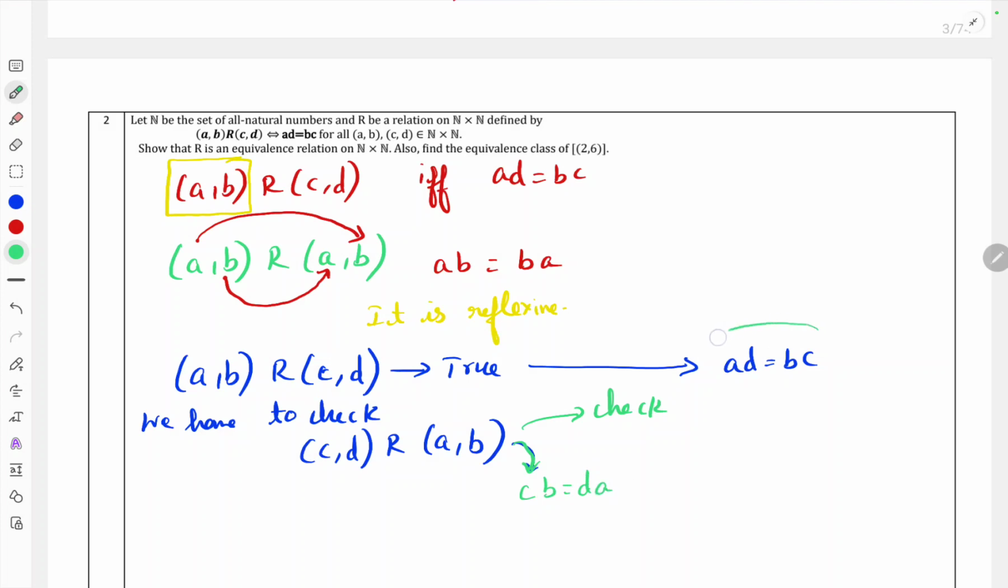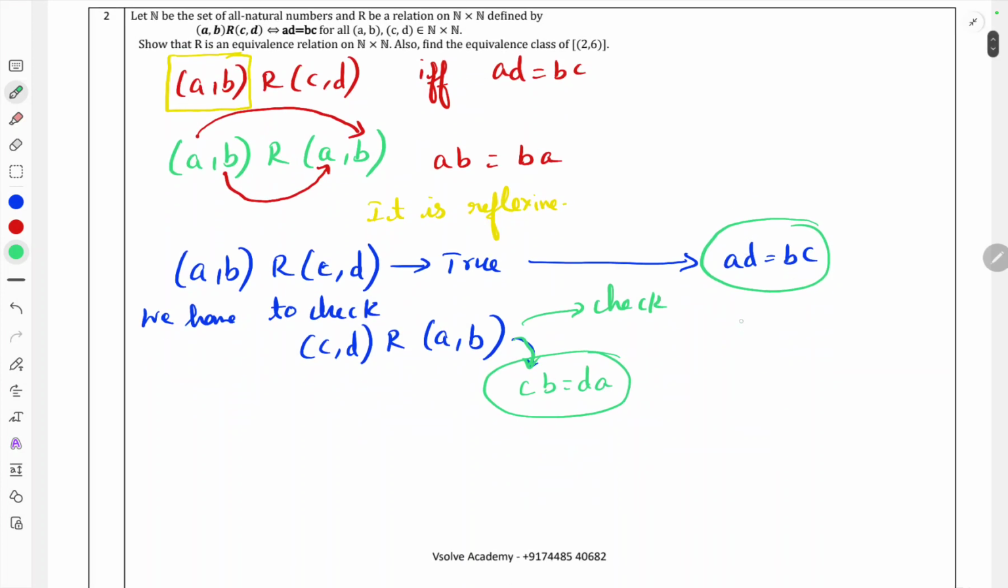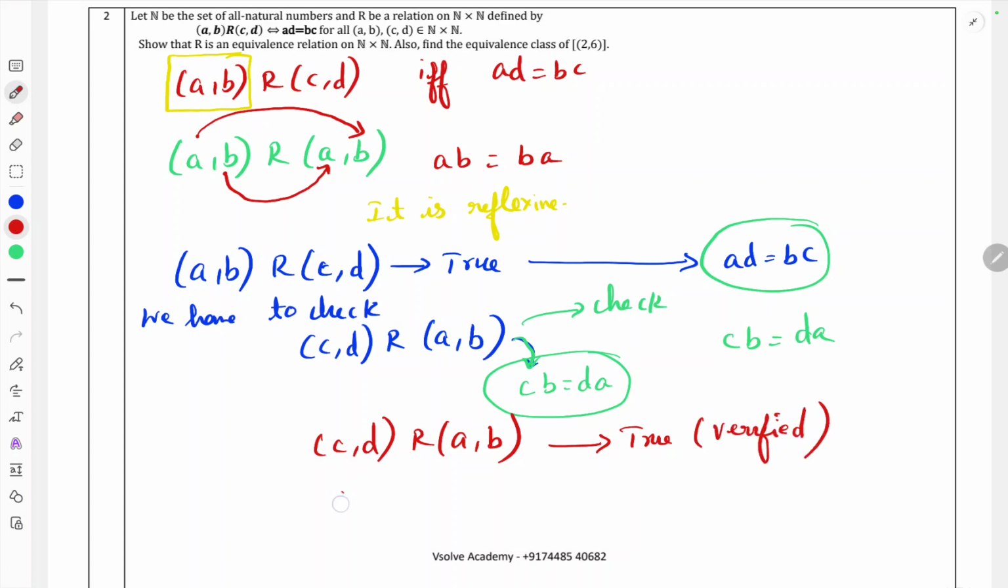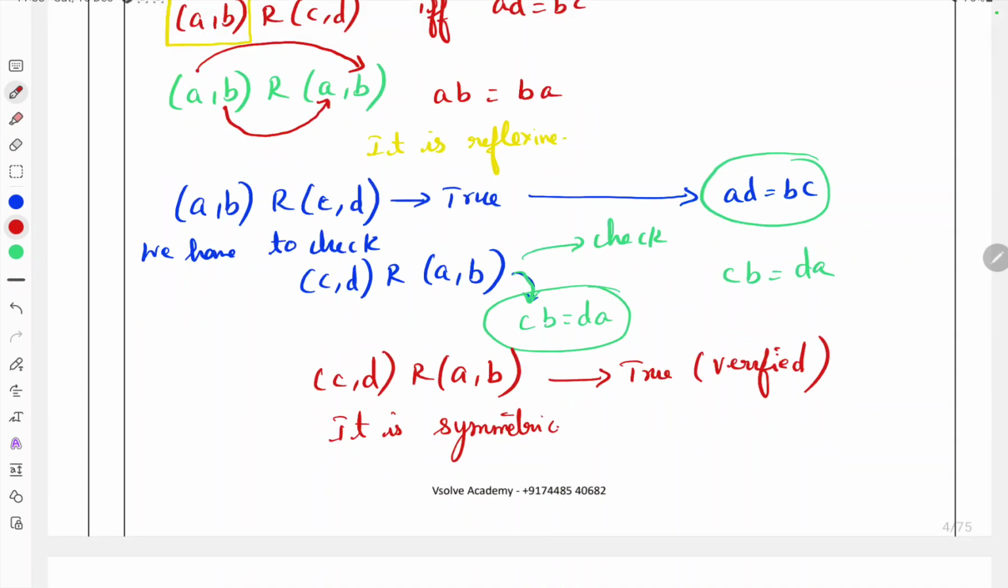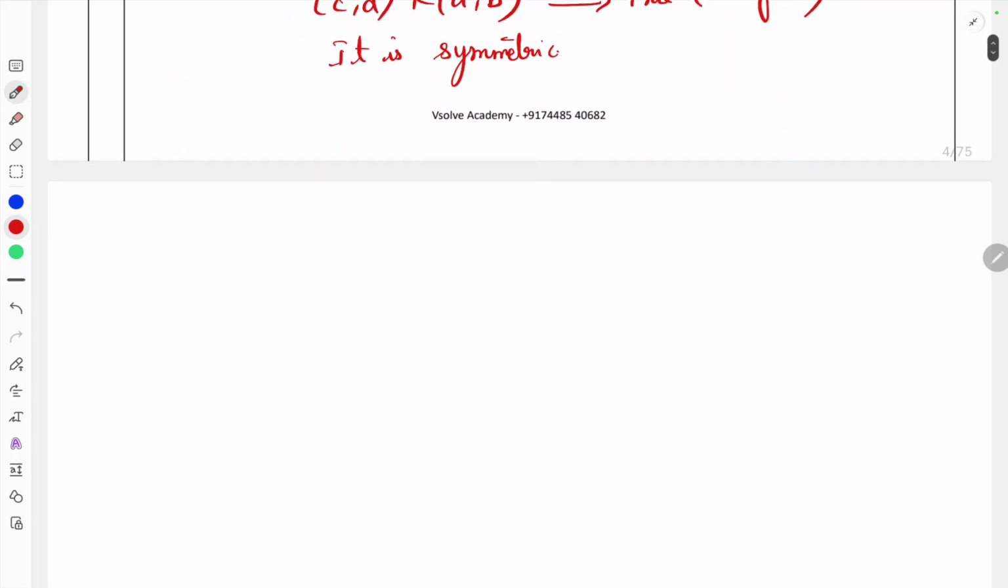And now from here, if you see this and this one, both are same. So bc can be written as cb, and here this ad can be written as da. So I can say (c, d) is related with (a, b). This is also true now. We verified. So it is symmetric as well. So now we have to check for transitive. For transitive we have to take 3 elements.